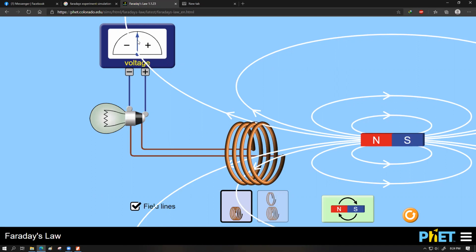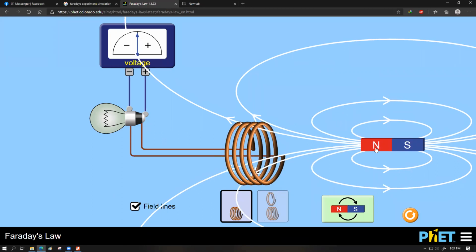If you can make that change over a short period of time, if you can make that change really fast, you're going to have a high EMF. If you make that change slowly, then you're going to have a low EMF, something like that. Yes, got it, sir. Thank you. Sure.